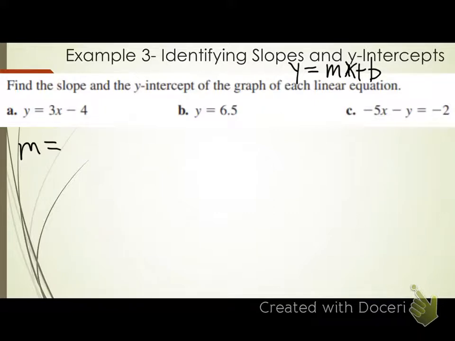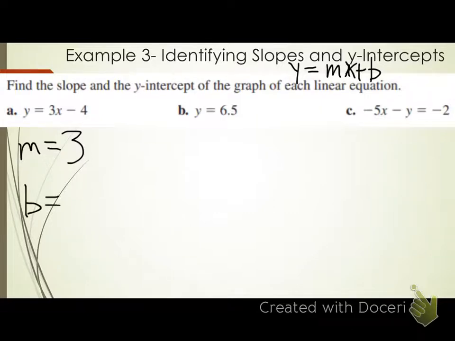Raise your hand. 3x. Not 3x. What's the number being multiplied by x? Just 3, right? My slope is just 3. We don't include x as our slope. The slope's just being multiplied by x. Okay?